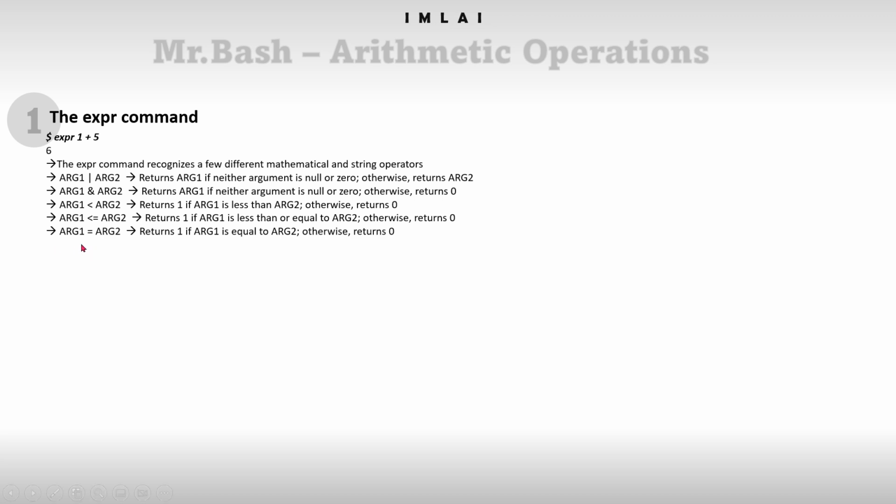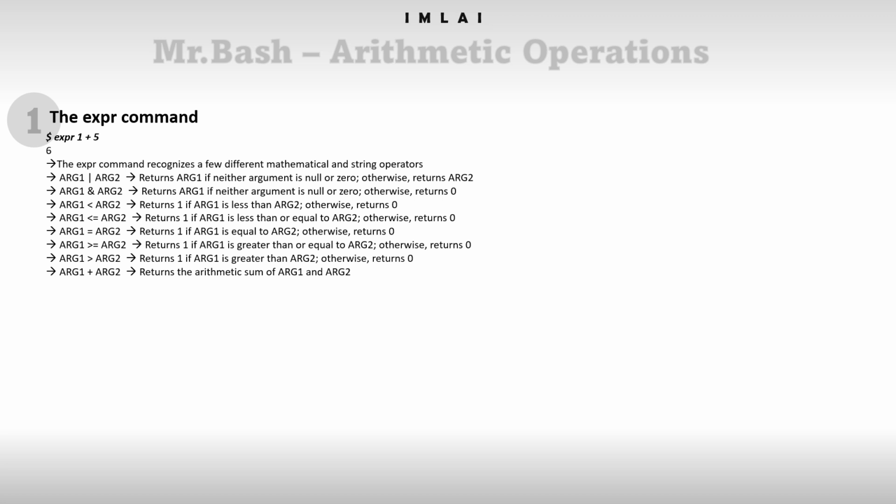Another condition, argument 1 equal to argument 2: if argument 1 and argument 2 are the same, then it returns 1, or else it returns 0. Similarly with argument 1 greater than or equal to argument 2. If that condition is complied with, then it returns 1, or else it returns 0. And argument 1 greater than argument 2, same thing happens. Argument 1 plus argument 2 just returns the arithmetic sum of argument 1 and argument 2.